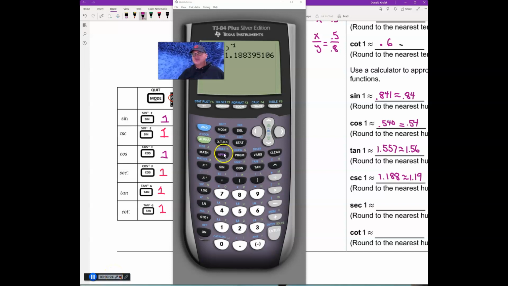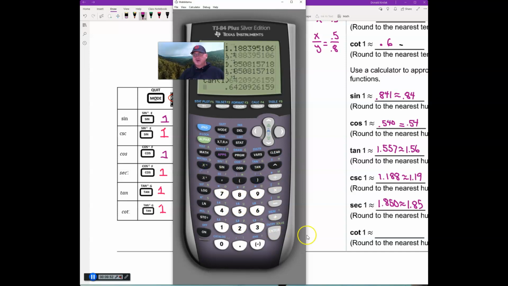Okay, secant is the reciprocal of cosine. So I go cosine 1, reciprocal, enter. 1.850, that would be 1.85. Cotangent 1. So I'm going to go tangent 1, reciprocal, enter. And that would be 0.642, which would be 0.64. And that's how you do it using your calculator.